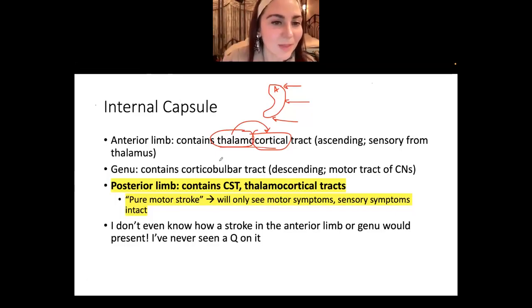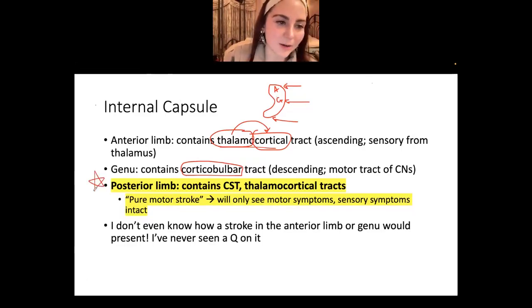The genu contains the corticobulbar tract. We're going to talk about this today because this is your cranial nerve tract. This is a descending tract because cranial nerves come from the brain and whatnot, and they all pass through the genu of the internal capsule. So that's this part here. And so you'll see maybe some cranial nerve functions will be damaged with this.